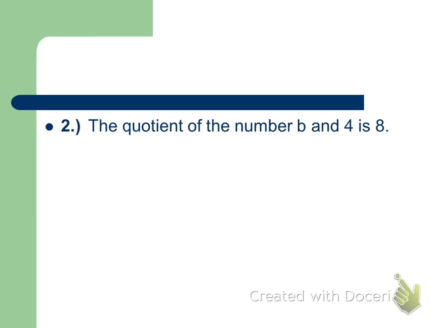Alright, the next one. Houston, the word quotient means we will start off with what operation? Division. With division, our order matters. So the quotient of the number b and 4, we have to go in order. B divided by 4. Again, the word is means we set it equal to 8. If you want to use a traditional division symbol, one of those, you can. I just like to use a fraction bar.